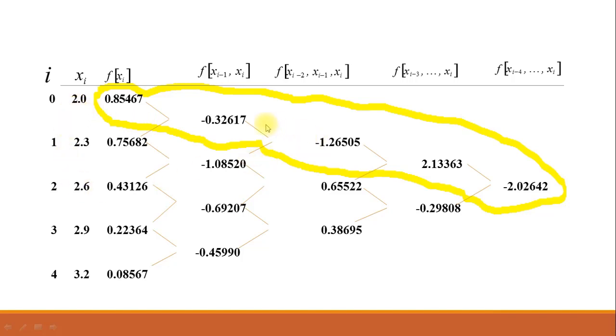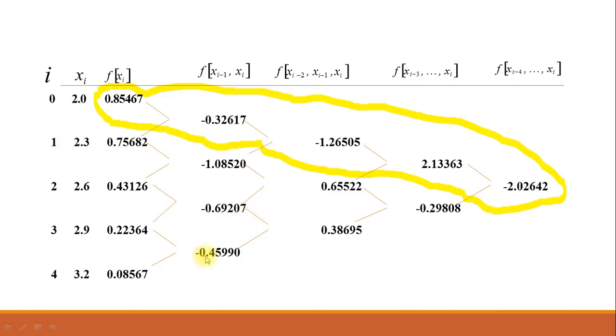Divide the difference of these two terms by the difference of 2 and 2.6, we get minus 1.26505. Now subtract this number from this number, and now skip 2.6 and subtract 2.3 from 2.9, and then divide the difference of these numbers by the difference of 2.3 and 2.9, we get 0.65522.